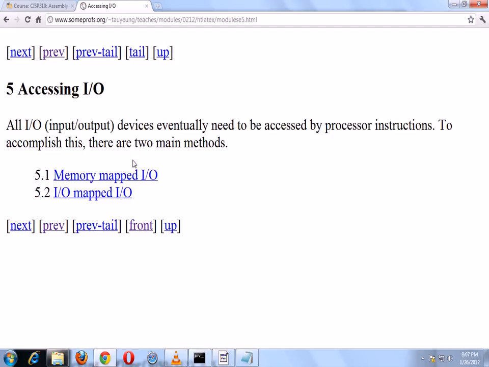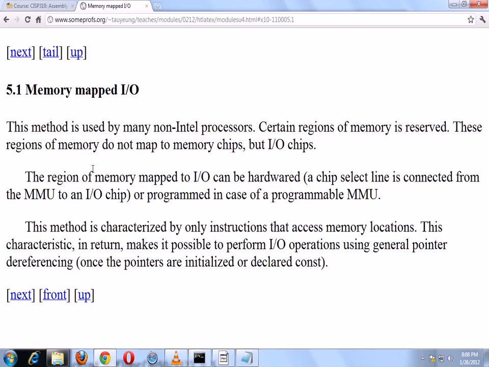Now, how do we deal with I/O in this case? We have just talked about how to deal with memory, but I need to get something into memory to begin with in order to run a program and to process information. How do we get that information into the system? Well, these are called I/O operations, input-output operations. And there are 2 ways for processors to access input-output devices. The first method is called memory mapped I/O.